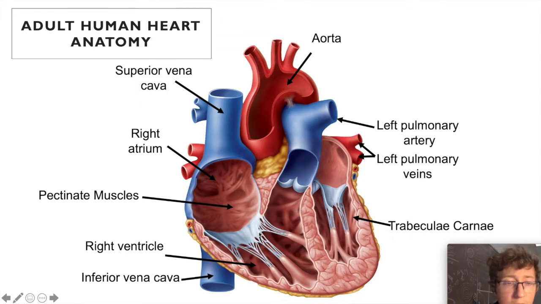Then if we look down at our right ventricle, that's going to pump blood through initially the pulmonary trunk and then the pulmonary arteries. So you'll have a left and right pulmonary artery. And then we have our pulmonary veins in the back that will return blood to our left atrium. Then blood gets pumped down to the left ventricle, and then eventually out through our aorta.